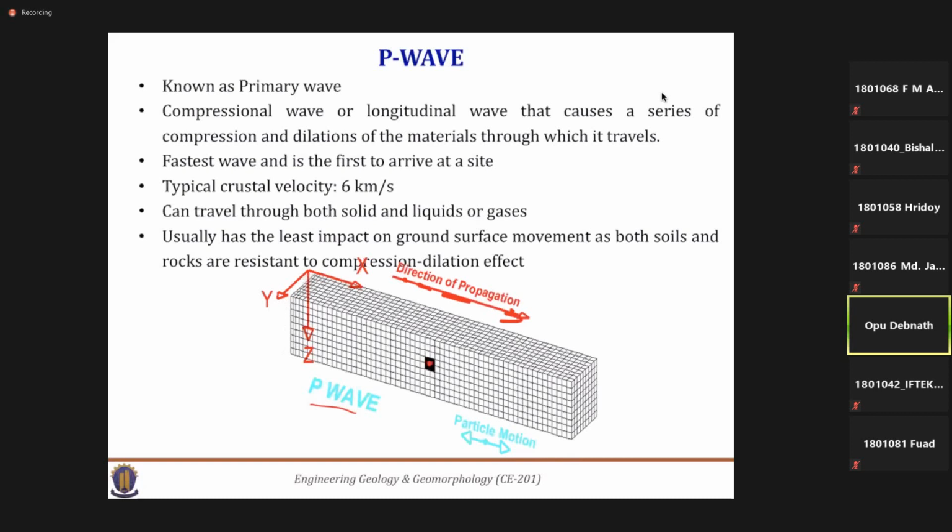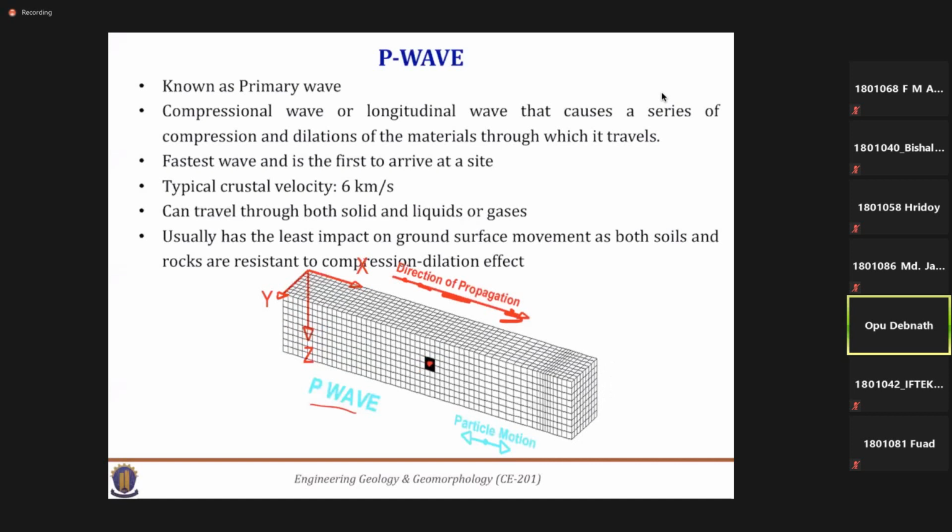So this is the fastest wave for any earthquake. If we record the earthquake waves by a suitable device, we'll discuss the names of the devices later, the fastest wave will be the P wave. Its typical velocity along the earth crust is 6 kilometers per second. So this is the fastest one. Another characteristic of the P wave is that it can travel through solids, liquids, and gases.